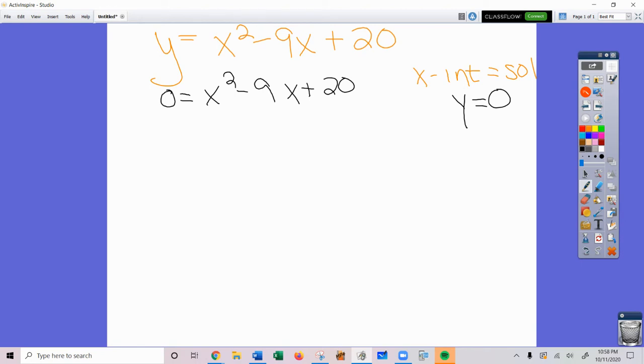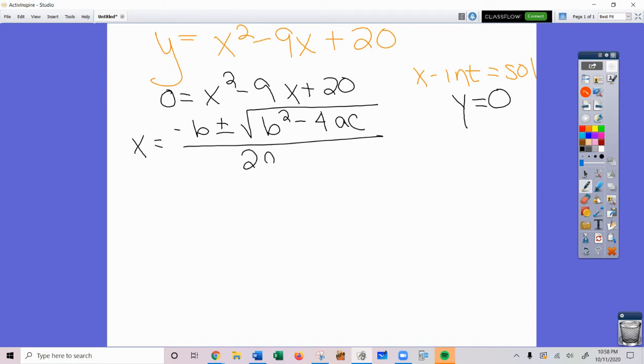So remember, our quadratic formula says x equals negative b plus or minus the square root of b squared minus 4 times a times c, all over 2a. So the first step that we want to do is identify a, b, and c. Okay, so in this situation, a equals 1. What does b equal? We should have said b equals negative 9, right? Because that has a subtraction sign in front of it.